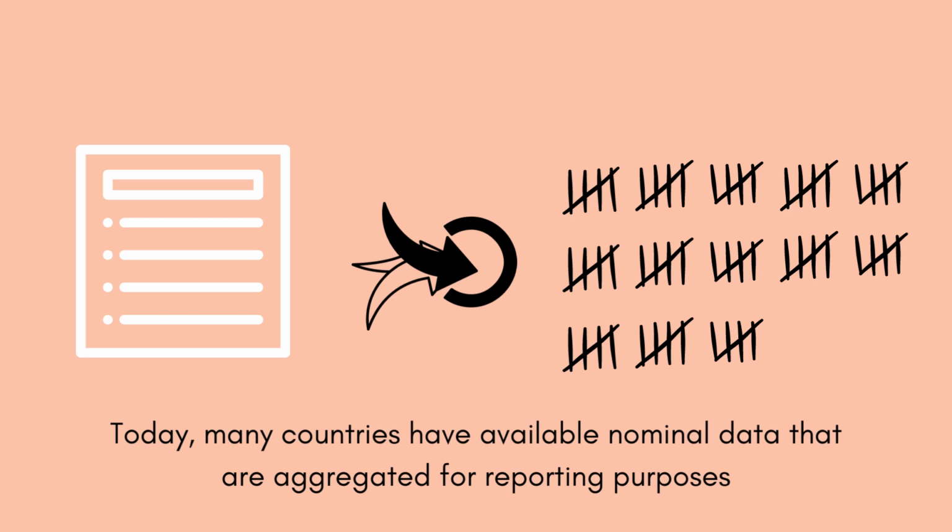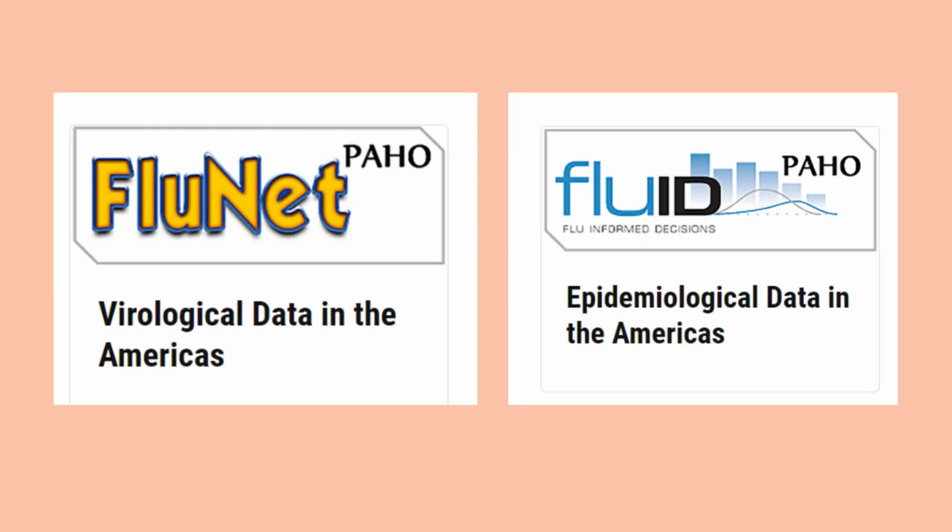In any case, these are not difficult processes and they can be done manually, although a good alternative is to automate the aggregation either in a spreadsheet or using specific software. There are two major regional platforms for tracking respiratory viruses and their effects in the Americas. These are FluNet and FluID.